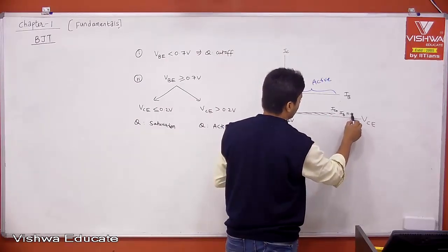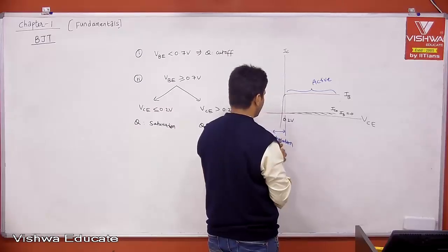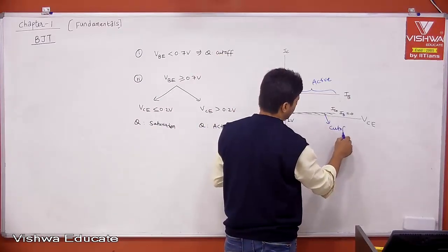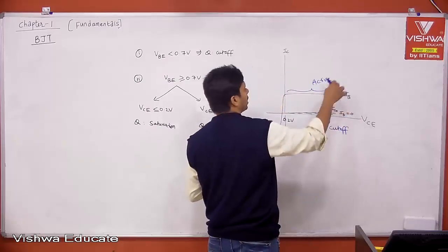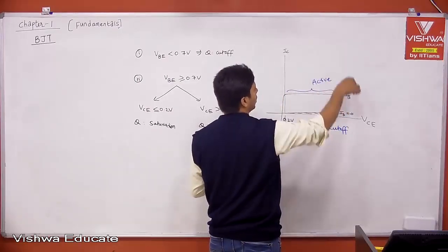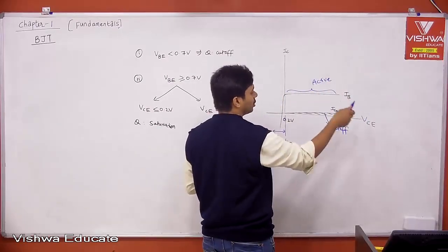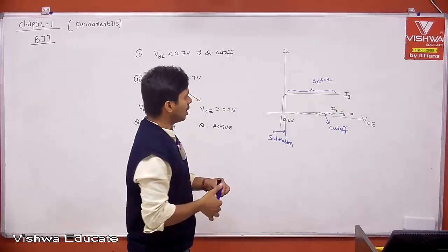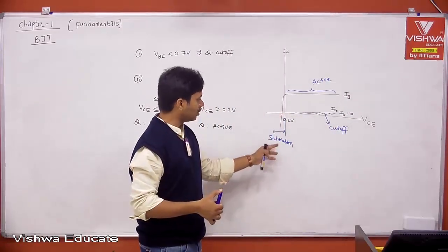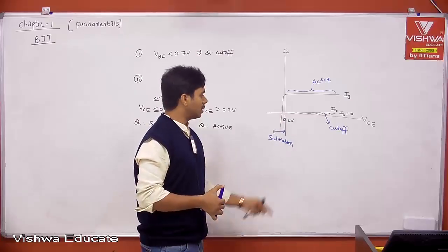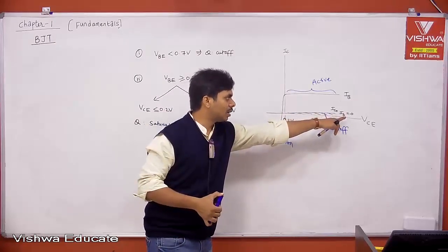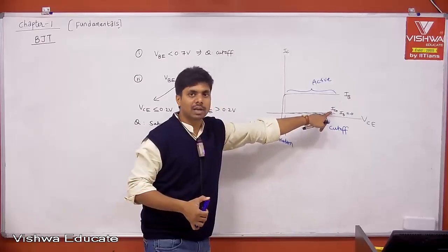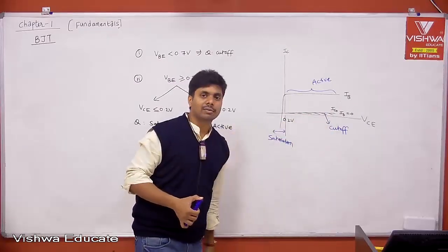Then when IB is 0, this is what is called the cutoff state. That is what you study from. I'm just taking one IB. If you take IB1, IB2, IB3, that is completely active region, because VC is greater than 0.2 and VB is greater than 0.7. But when VC is less than or equal to 0.2, that is your saturation region. Then when IB is equal to 0, your IC is not above saturation current, then that is your cutoff state.